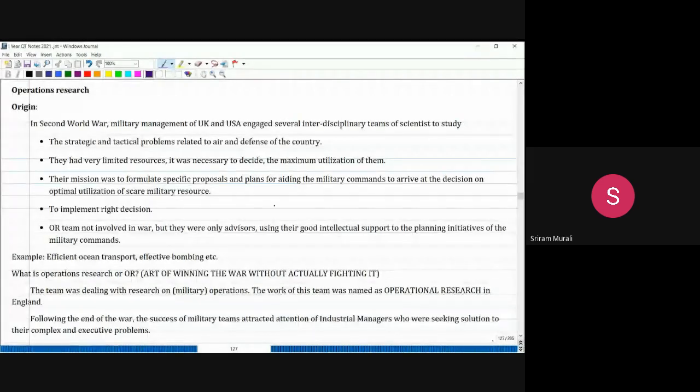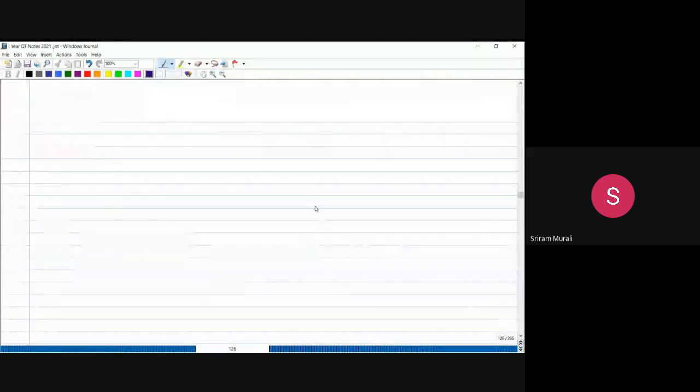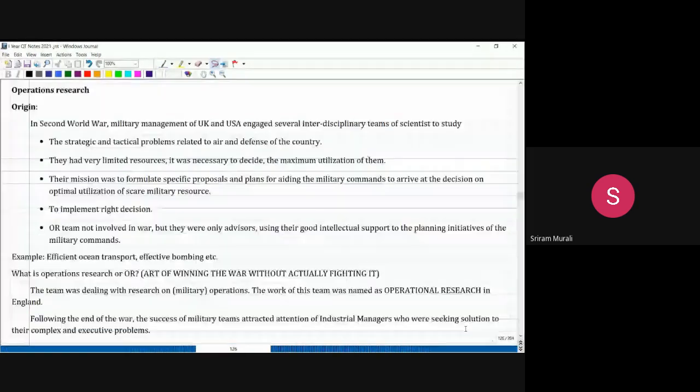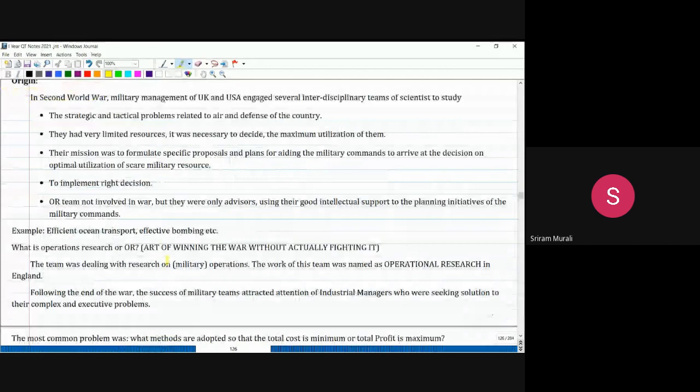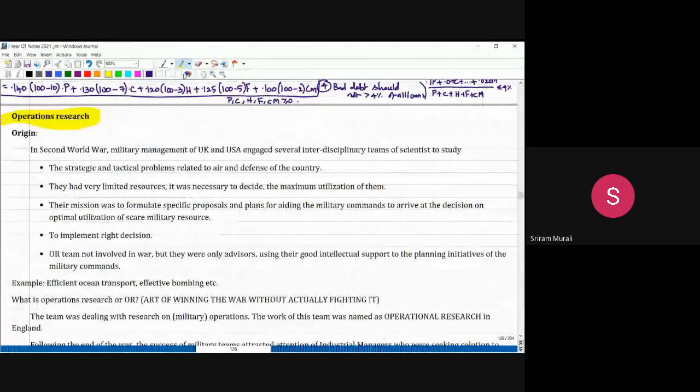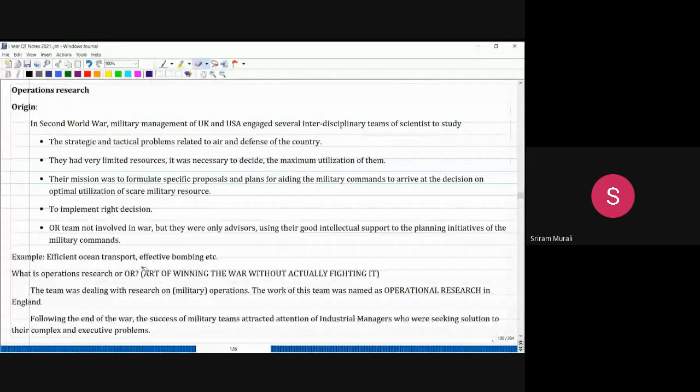And these are all some theoretical questions. I'm sorry, wait a minute. In a 5-mark question or theory, you may get what is operations research. They may ask what is operations research, where it has been started. The Second World War only this OR was introduced.